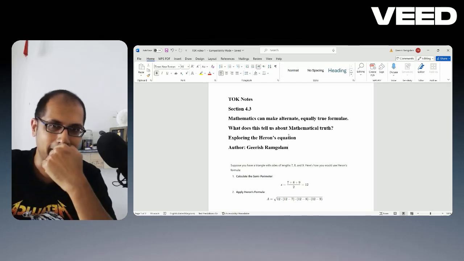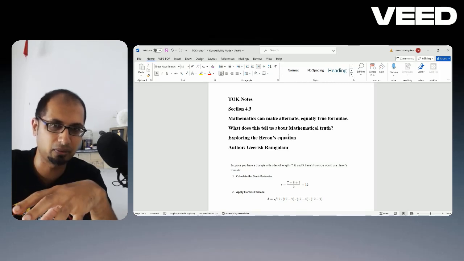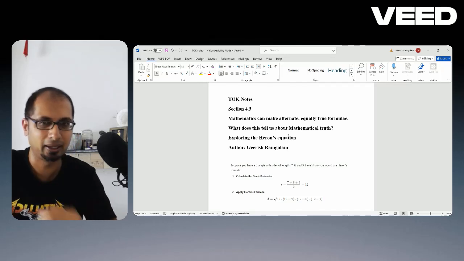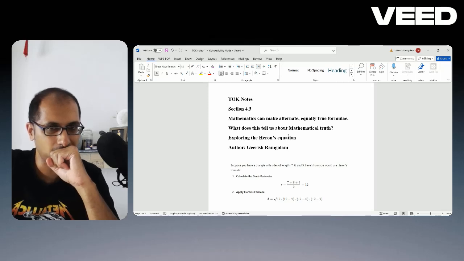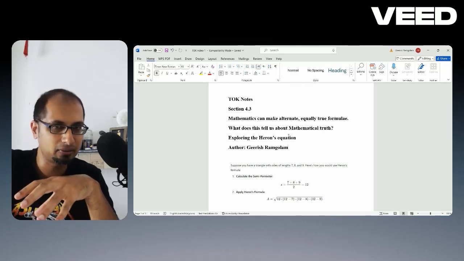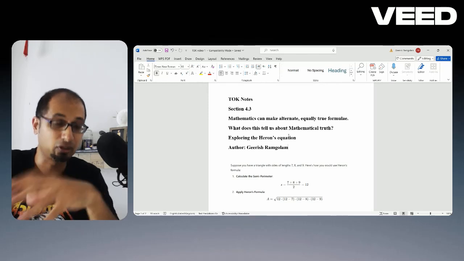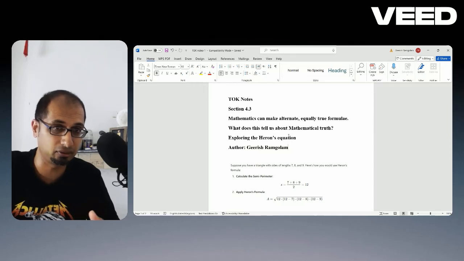So the question which is put there for us to explore is as follows. So the statement written is like this. It tells you that mathematics can make alternate equally true formula. Okay, and what does this tell us about mathematical truth? So, if you can't understand the question, if you can't process it easily, it's quite confusing when you read it. But it's not that complex if you think about it.